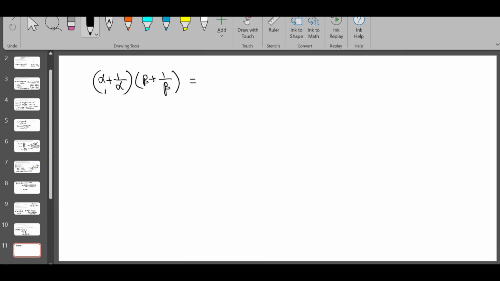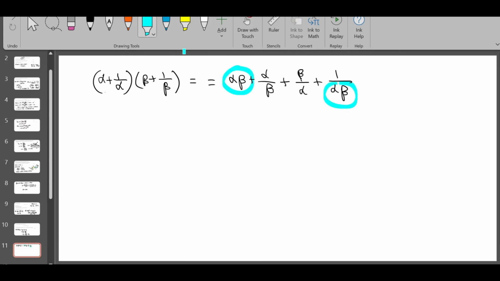So I'm going to take alpha and multiply both. So I will get alpha beta plus alpha over beta plus. Take 1 over alpha and multiply both. So beta over alpha plus 1 over alpha beta. Here we can use the value of alpha beta, so we don't need to worry about these two terms.